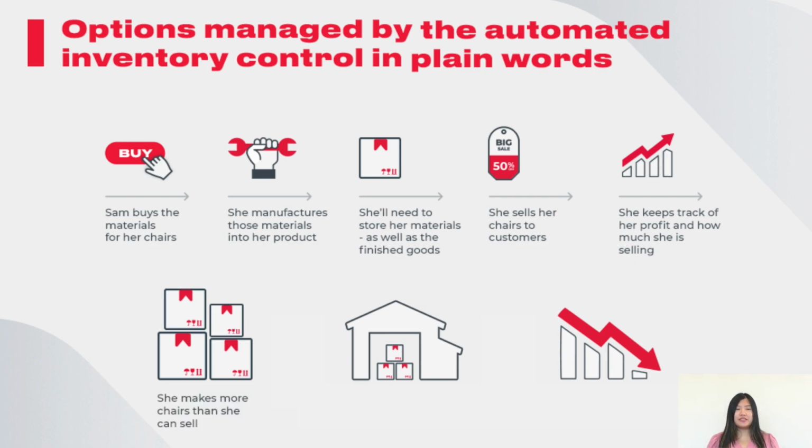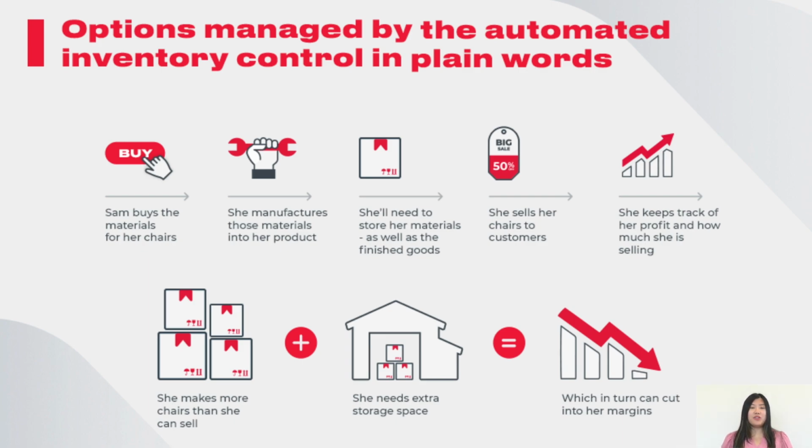If she's making more chairs than she can sell and she needs to pay for the storage space to hold these products, then she may be losing money. This is cutting into her profits and is not good for her business long term. Inventory control is so important. It can have a big impact on your profits, and it can help you make changes to your processes that are better for your business.